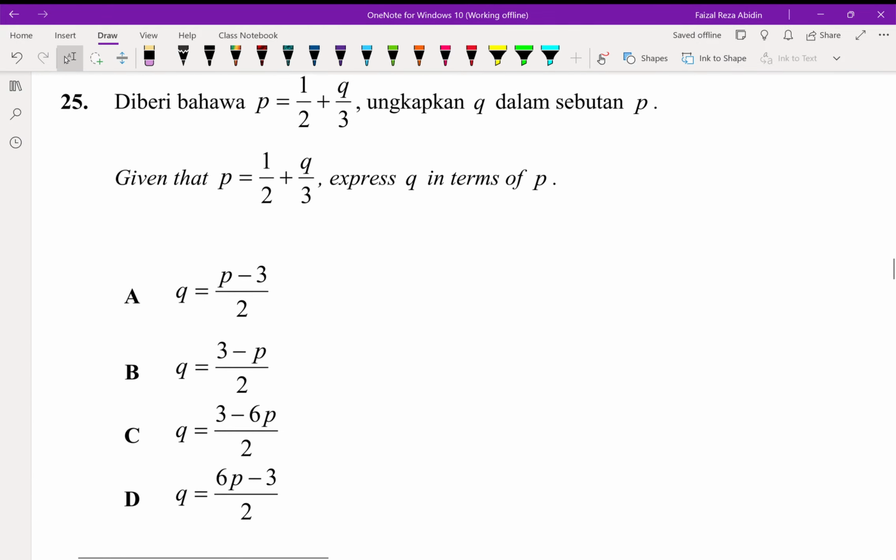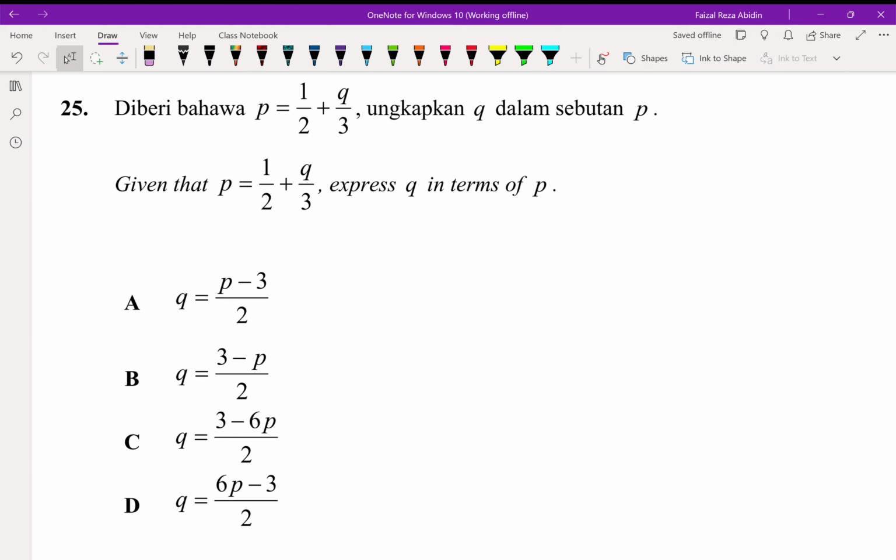25. Given that P equals to 1 over 2 plus Q over 3. Express Q. Dia nak Q ni. In terms of P. Means what happened here? I'm going to do what here first? Everything here. Saya tak nakkan 2 dengan 3 dulu. Oh, you nak samakan bawah dulu?